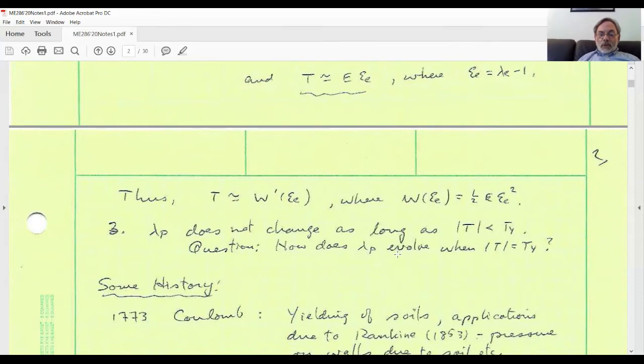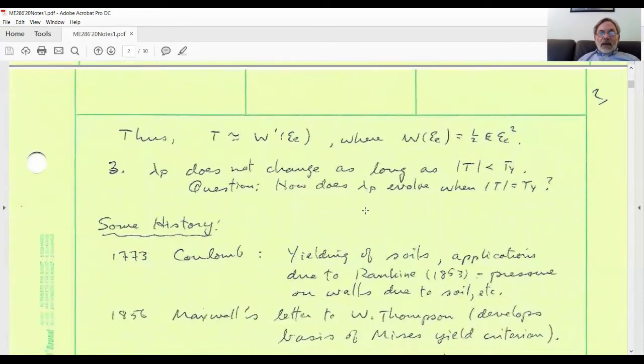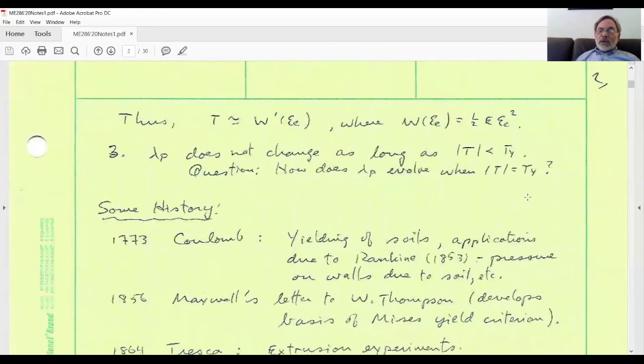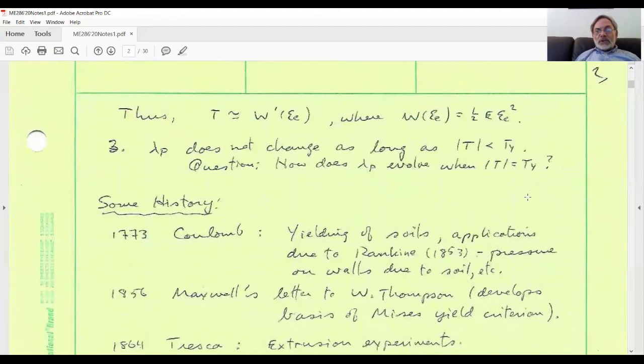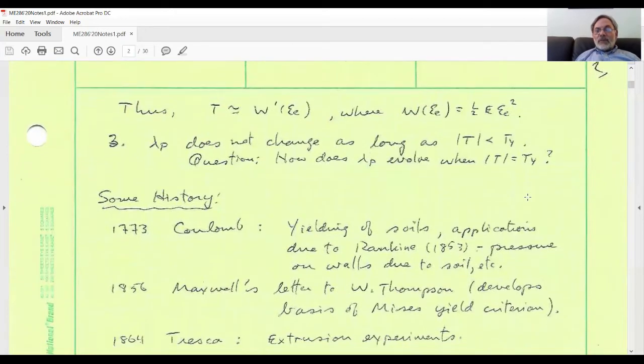That begs the question, how does lambda_p evolve when we reach the current value of the yield stress? So this is one of the main problems in the theory of plasticity, how to decide how lambda_p should change when you yield the material. The result of that analysis we would call the flow rule, which prescribes the manner in which the plastic deformation evolves.